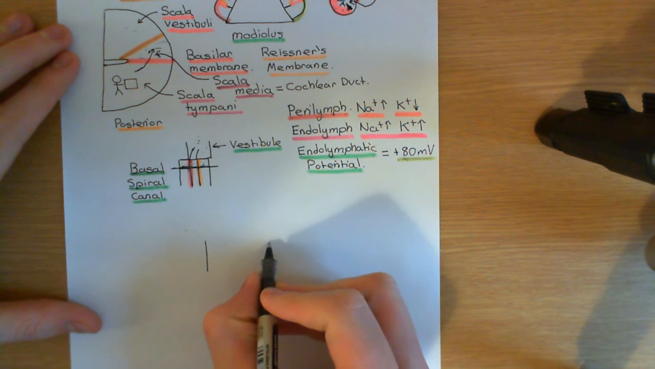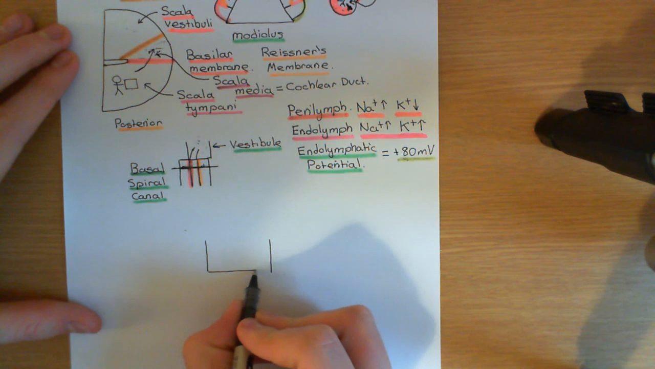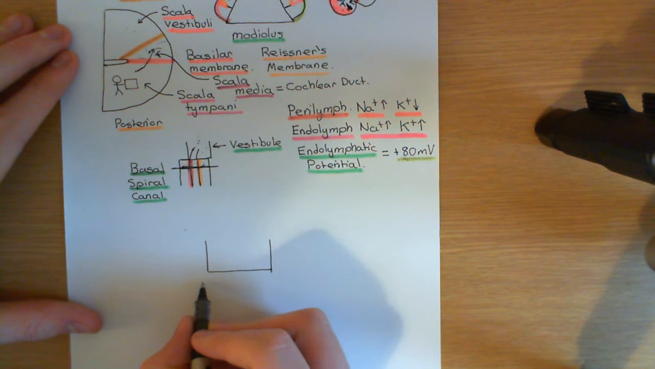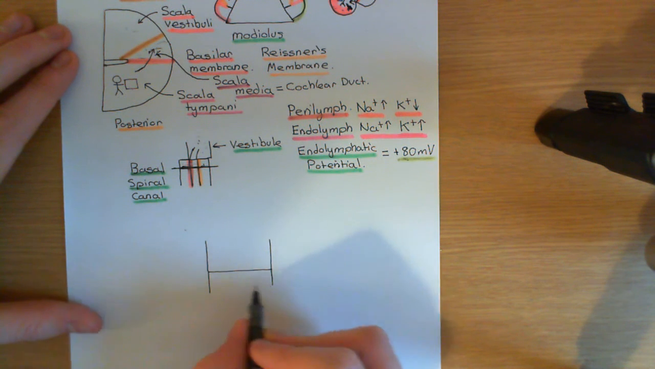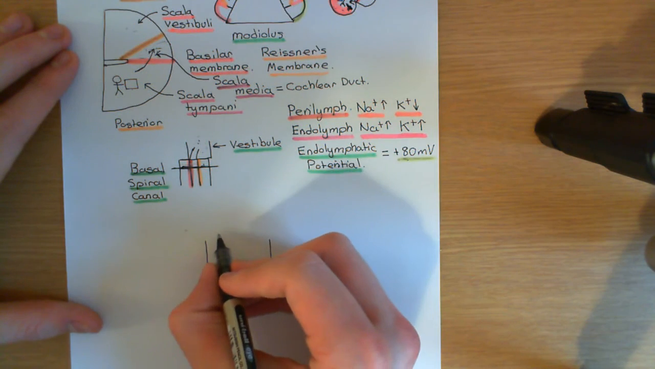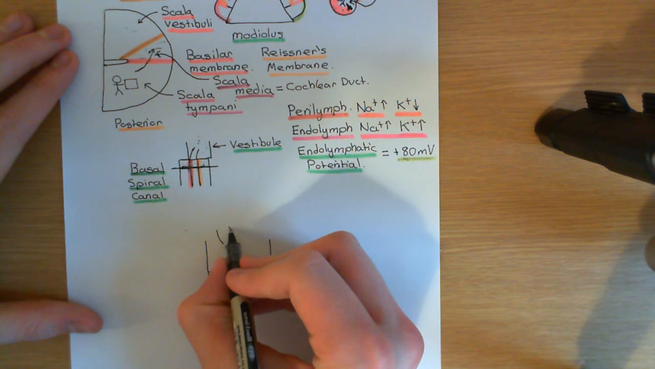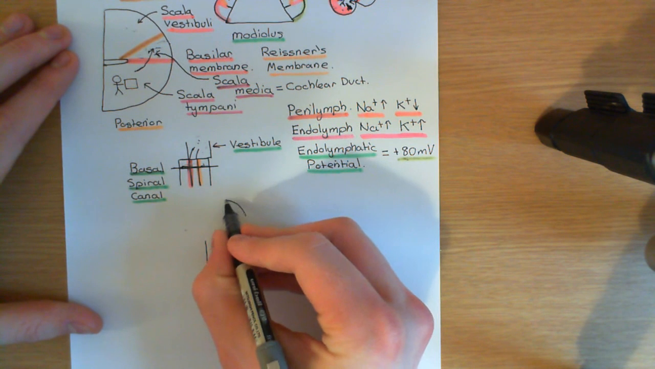So, I'm drawing the vestibule now, again, from the front here. Okay, so here's the vestibule, and then of course you'd have the basal spiral canal here. And then on top of the vestibule, you'll then have the semicircular canals. And this is, I think, my biggest picture yet. So this might, again, help to communicate this to you.